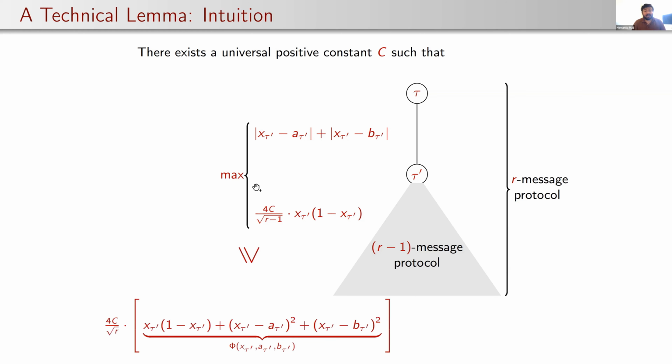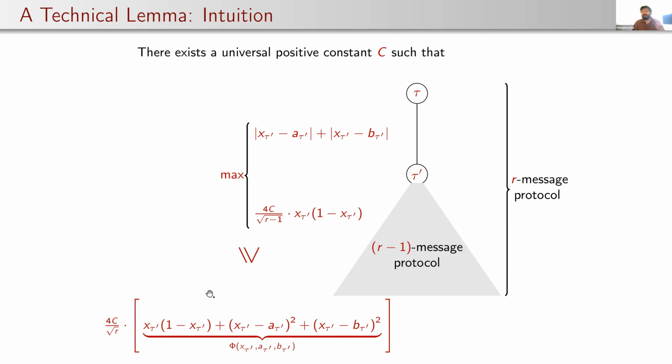So this technical lemma says that this quantity is greater than or equal to the potential at that partial transcript tau prime and some factor outside. I want to again highlight that R-1 changed to R here. So basically, the square of the denominator keeps increasing by 1 as we go one step up the protocol.